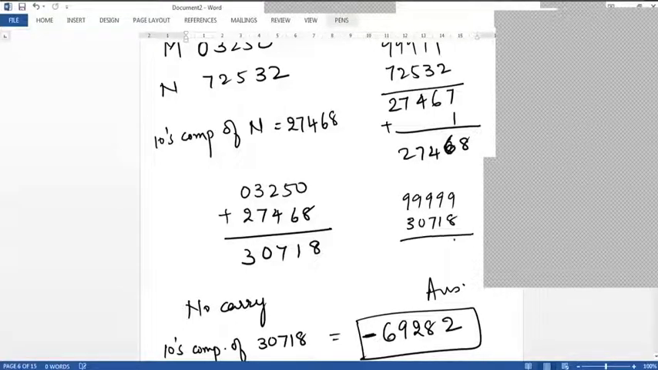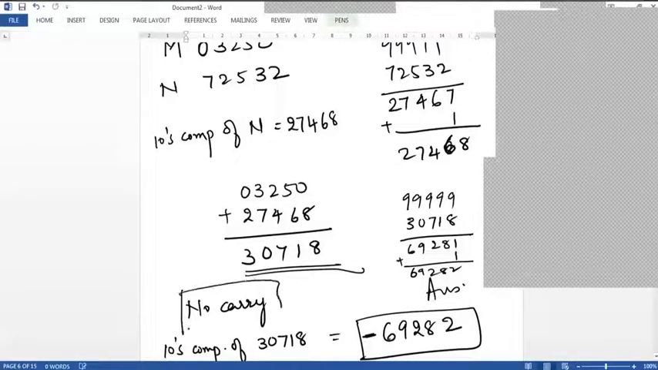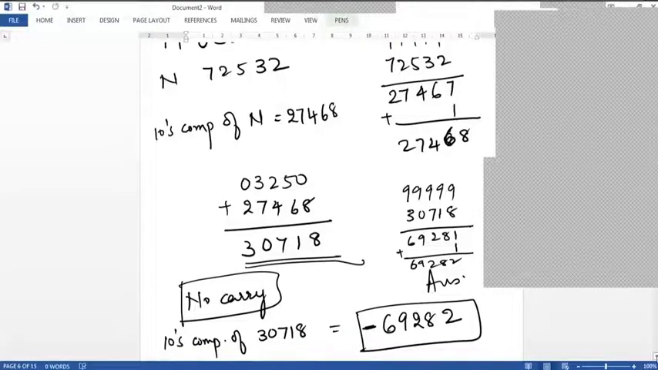30718 का टेंस कॉम्प्लीमेंट कैसे किया हमने? 69281 plus 1, 69282. Clear? Did you understand the procedure? First हमने कैसा एग्जाम्पल देखा? We saw an example which had one carry. So in that case we simply ignored the carry. Here we did not get a carry. So what we had to do? We had to take tens complement again, and that would be your answer. Okay. So this is r's complement method.